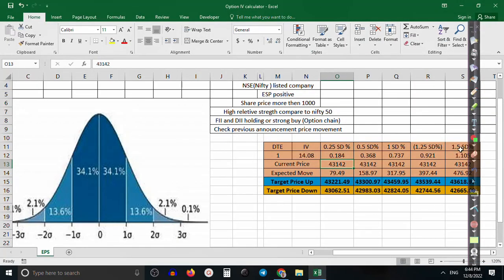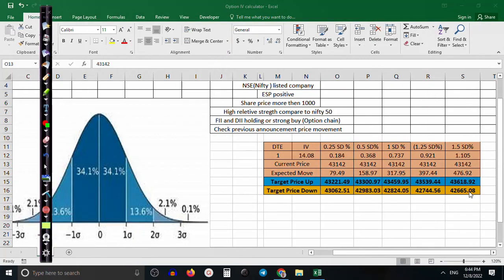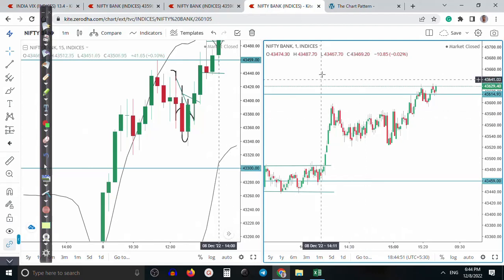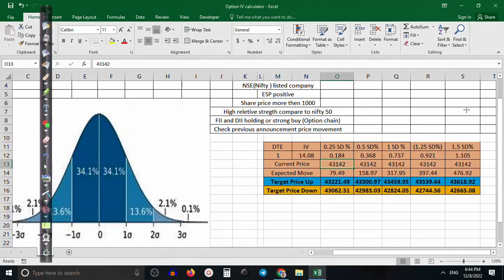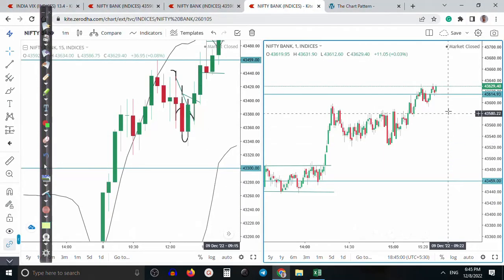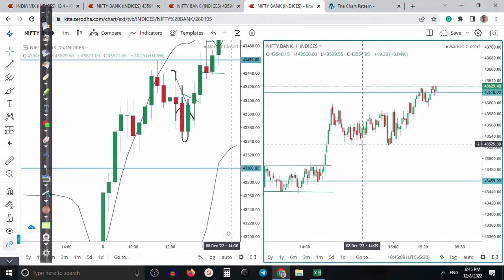1.5 standard deviation. What is the level? Okay. 43618. Have you seen 43618? Let me modify this one. 43668. Okay. So next we enter where?